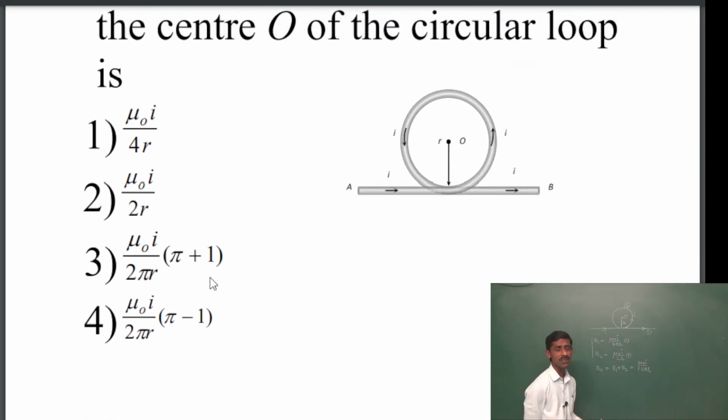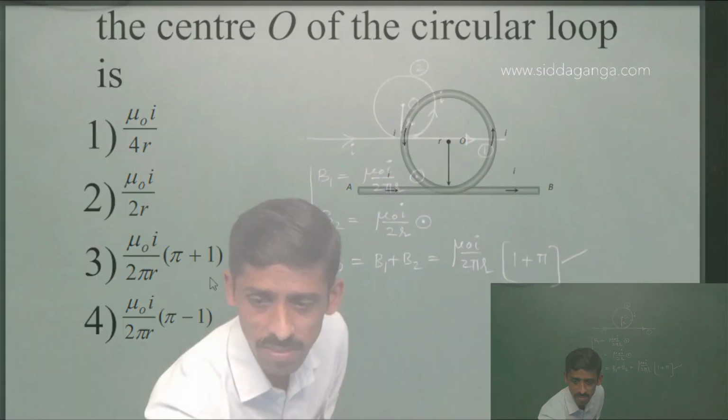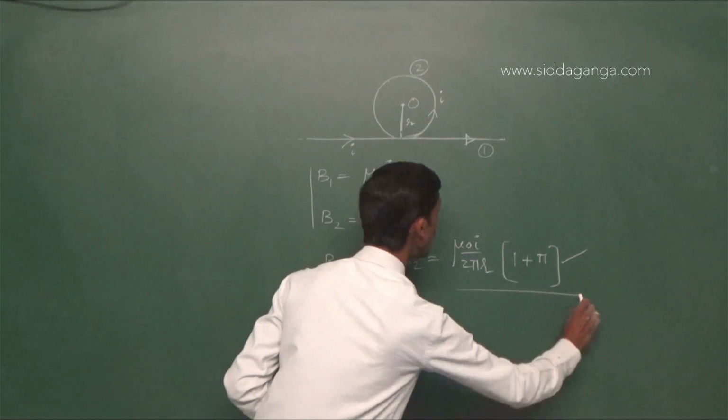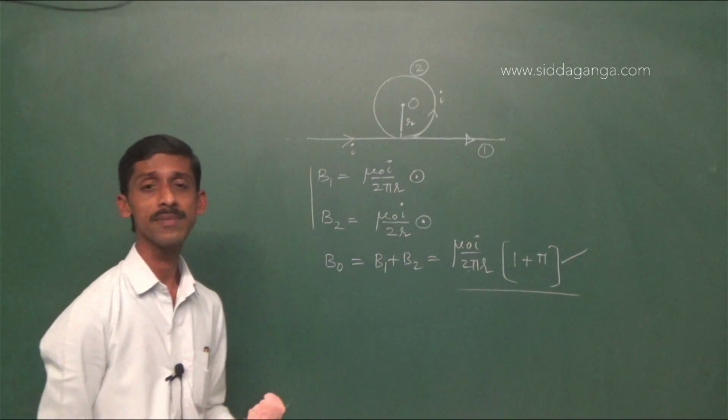By seeing the options, mu naught I by 2 pi R is common. What is missing? 1 plus pi. So mu naught I by 2 pi R plus mu naught I by 2 pi R into pi. Pi cancels, giving mu naught I by 2R. So the correct option is the third option: mu naught I by 2 pi R into (1 plus pi).